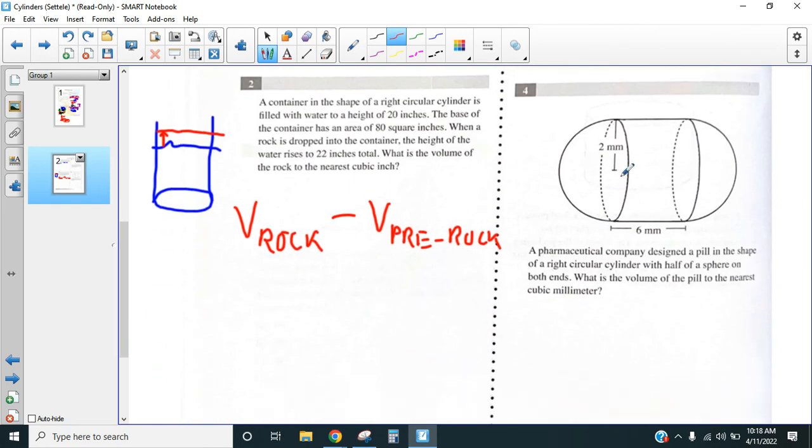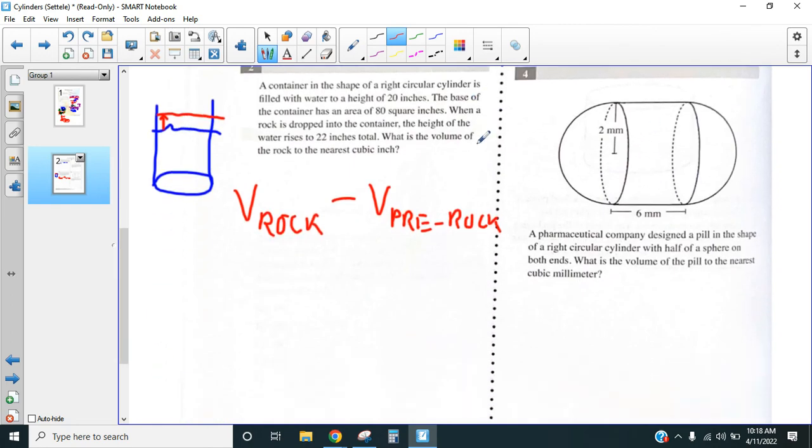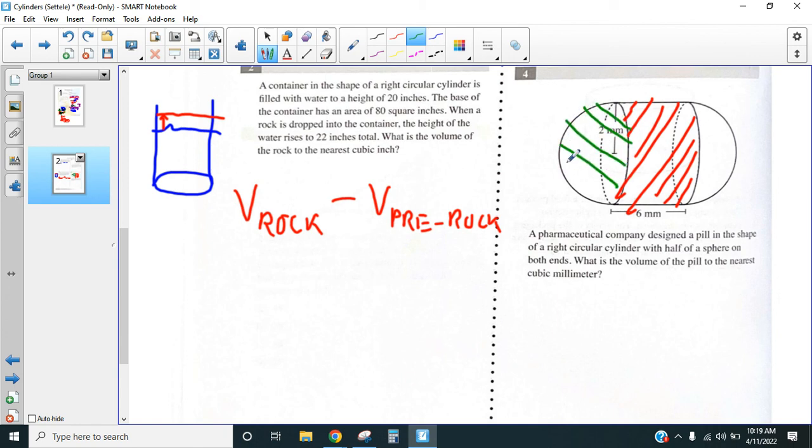Let's look at number 4. Let's skip over number 3. Number 4 says, what's the volume of this pill? I said you needed 2 formulas at the beginning of the lesson, right? Cylinder and sphere. What you have here is a cylinder in the middle. That's this. There's your cylinder. And then the rest of this is a sphere that got split in half. But there's 2 halves.